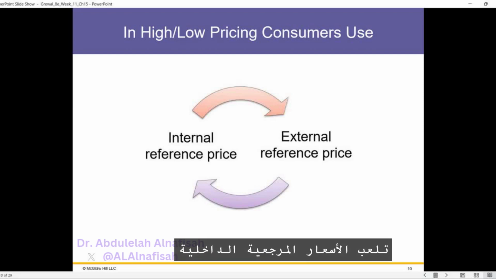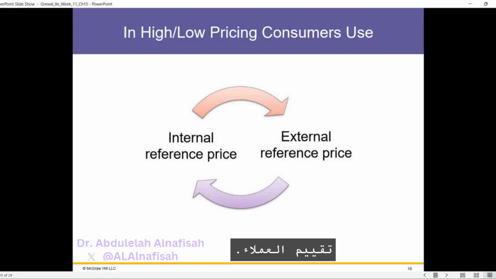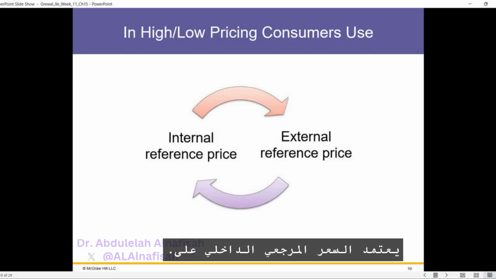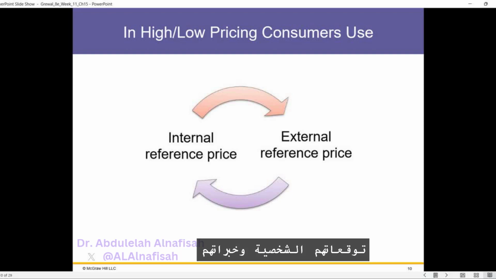Both internal and external reference prices play a role in the evaluation process of customers. The internal reference price is based on their personal expectations, experiences, and knowledge, while the external reference price is strategically provided by the seller to influence customer decisions and create a perception of value. By utilizing reference prices effectively, sellers can shape customer perceptions, highlight discounts, and encourage purchases based on the perceived value of the product.